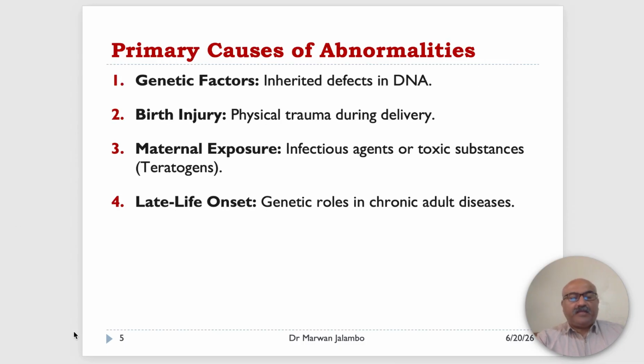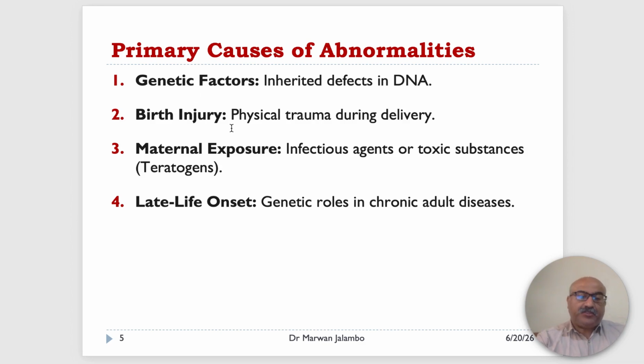So, what exactly is causing these abnormalities? We generally categorize them into a few primary areas. Abnormalities typically stem from four main sources. First, genetic factors, which are inherited errors in the DNA itself.